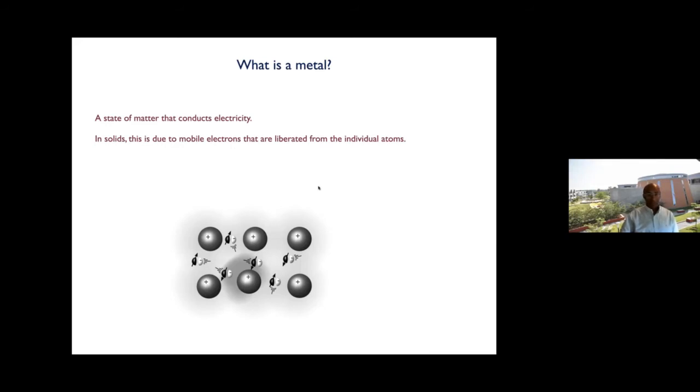I'm going to talk about solid metals, solid materials that are metals. And in solids, metallic conduction is entirely due to mobile electrons that are liberated from the individual atoms that form the solid and swim freely through the material. Right? So you have ion cores, which are sitting at some reasonably fixed locations, and the electrons are detached from these ion cores and are mobile throughout the solid. So that's the high school picture of what a metal is, and it's basically correct.